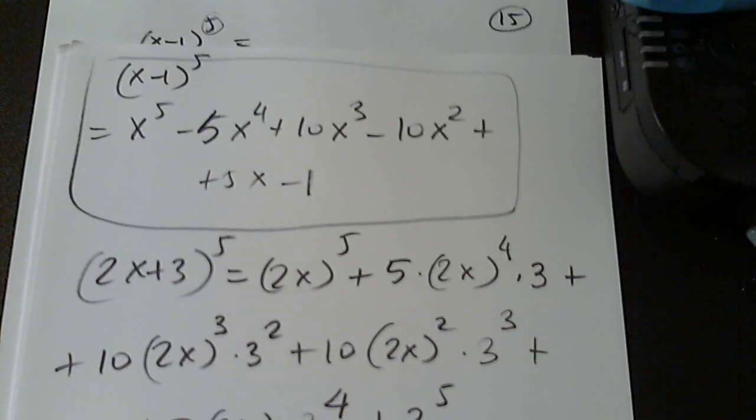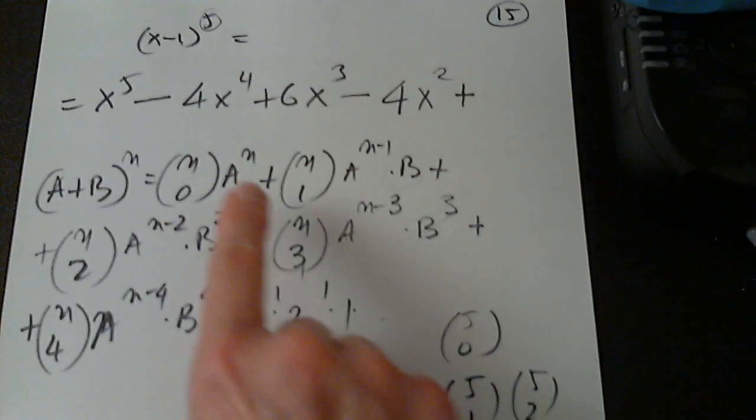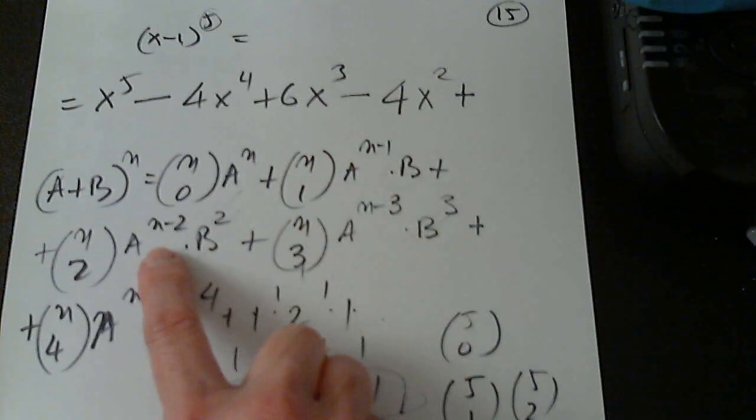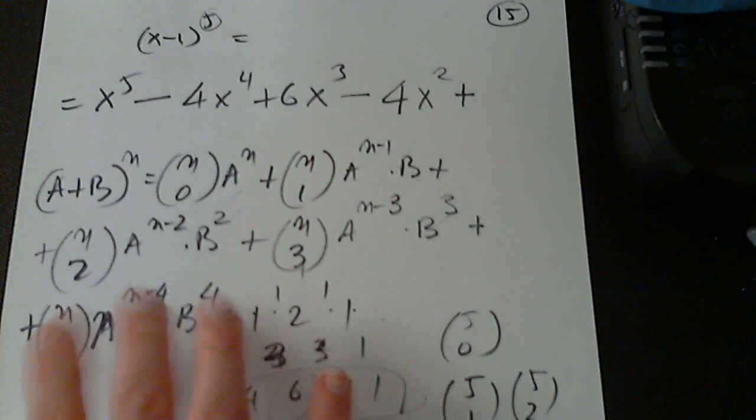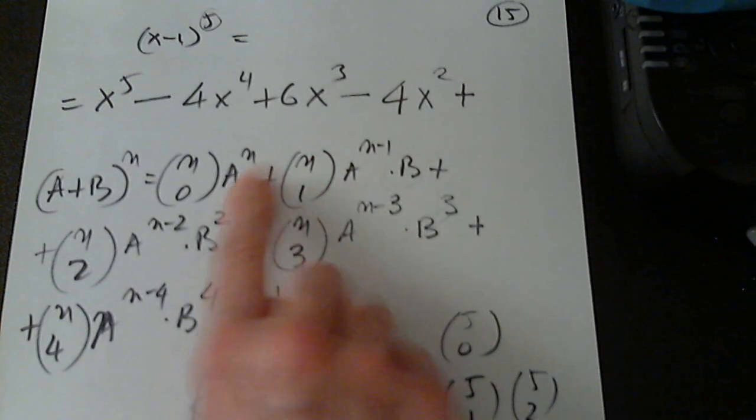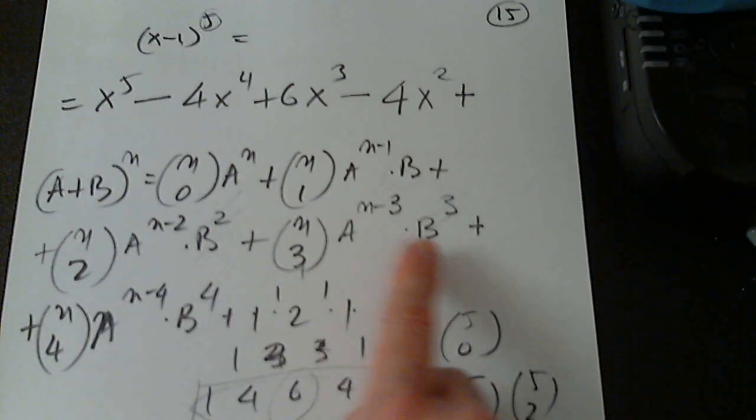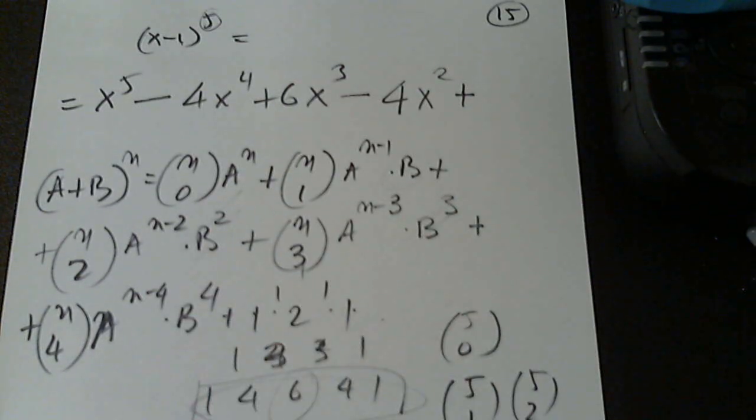So when you have the 2x plus 3, the exponents of the 2x are going to count down to 0, and then it's kind of like the opposite for the second number. That's determined by n minus 1, n minus 2, n minus 3, n minus 4, and so forth. Then b, b to the first, b to the second, b to the third, b to the fourth, and so on, till you exhaust.